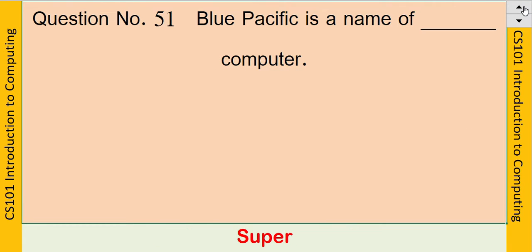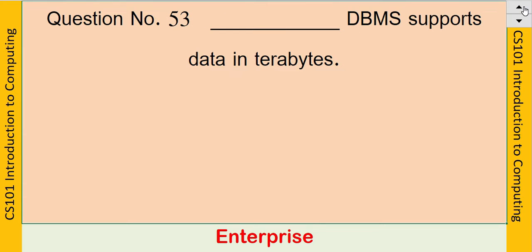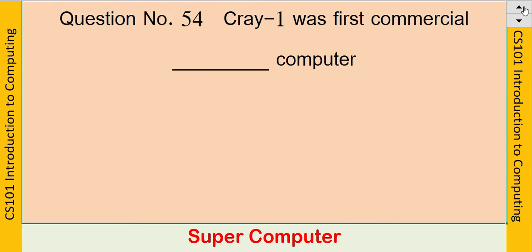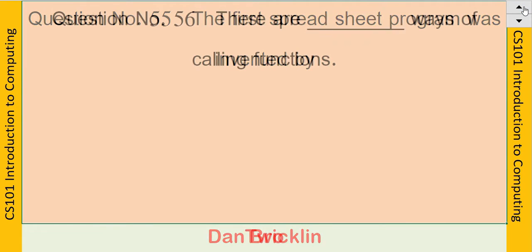Blue Pacific is the name of a supercomputer. Heuristics do not always lead to the best results. Enterprise database management system supports data in terabytes. Cray 1 was the first commercial supercomputer. The first spreadsheet program was invented by Dan Bricklin.